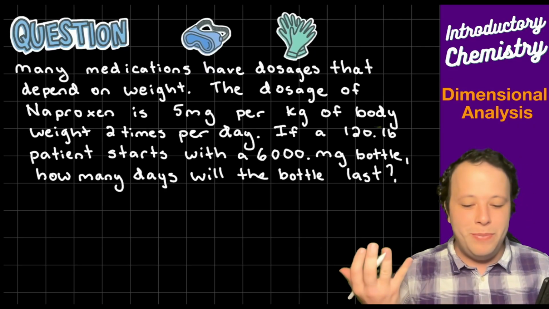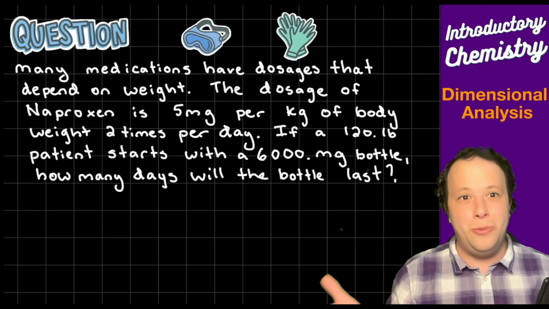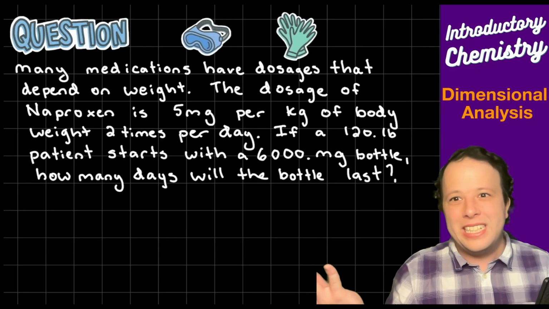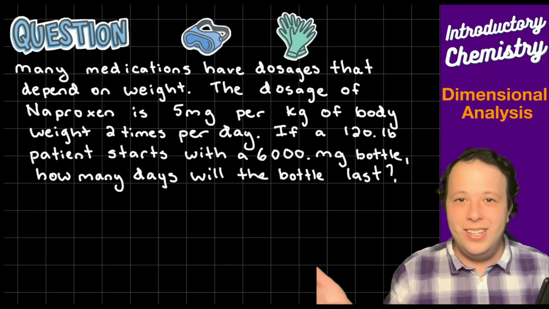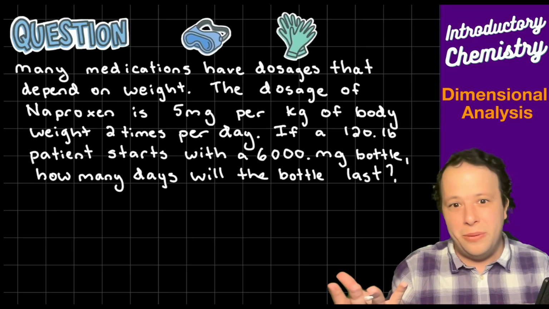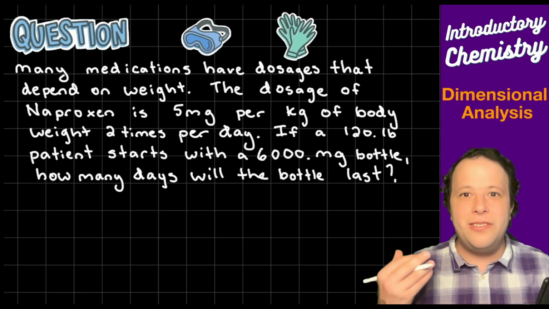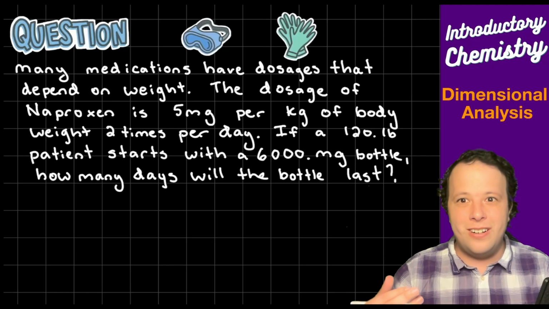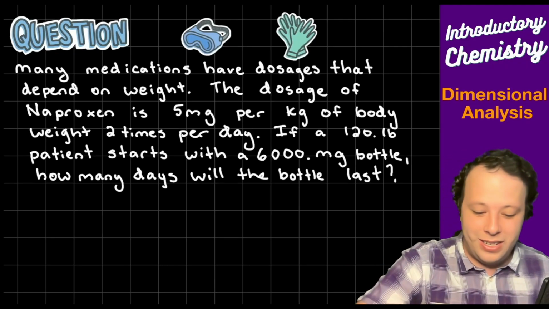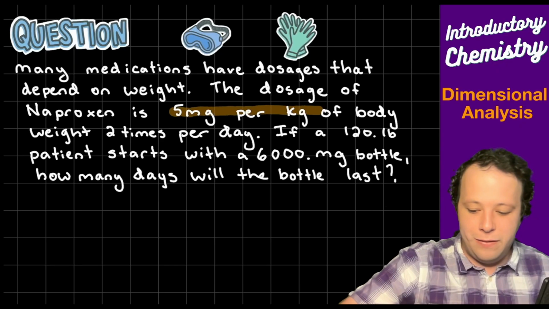So the first sentence, many medications have a dosage that depends on weight. Great. It's just a piece of information. It doesn't tell you anything, so it's useful to know, but not good for this problem. The dosage of naproxen is 5 milligrams per, that word per, right? That's going to come up a lot, kilogram of body weight.